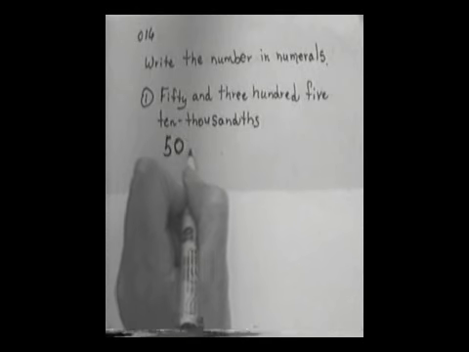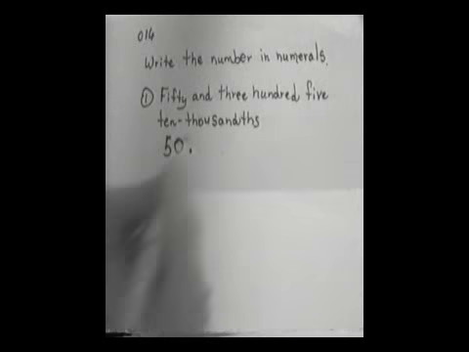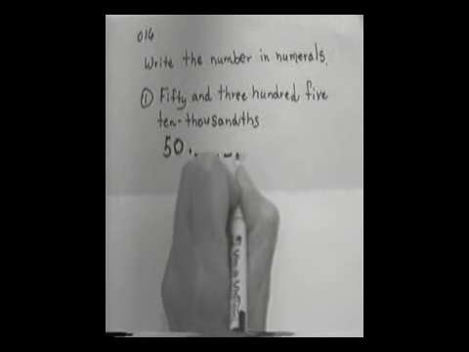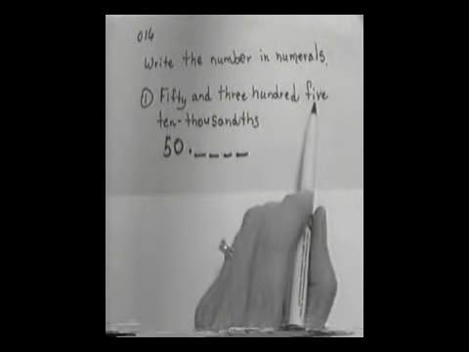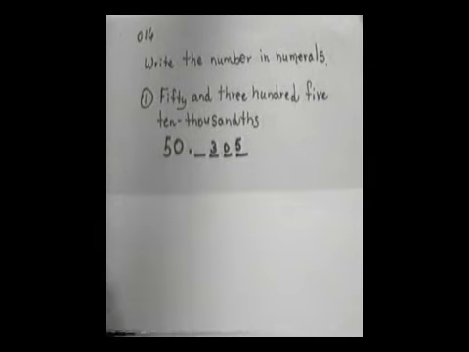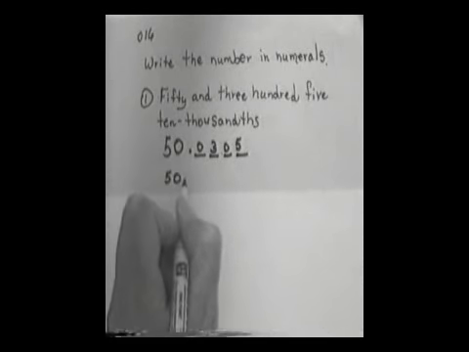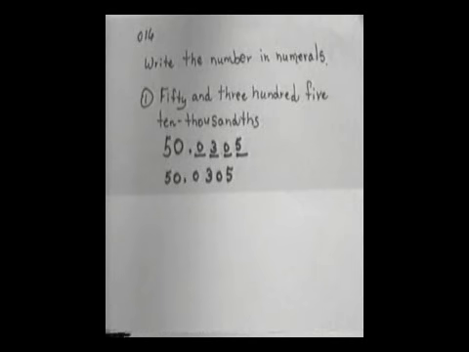When I come to the word and, I put my decimal point. Then I look at my fractional part, which is 305 10 thousandths. Well, since it's 10 thousandths, I need to have 4 decimal places over here. But I also want to be able to see 305. So in order for me to see 305, but to fill up all those places, I've got to put a 0 in front here. So it's going to be 50.0305. And then that will read 50 and 305 10 thousandths.